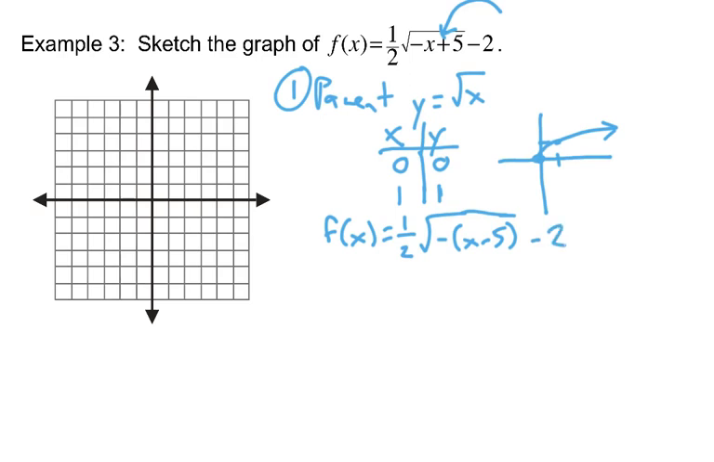And that's important because when I look at my translation, my shifting, this is now a minus sign, and that means we're going to go 5 to the right. And this is no big problem here, 2 down. So you imagine the origin, and you say, okay, what if I shift that 5 units to the right and 2 down? That moves my origin there.